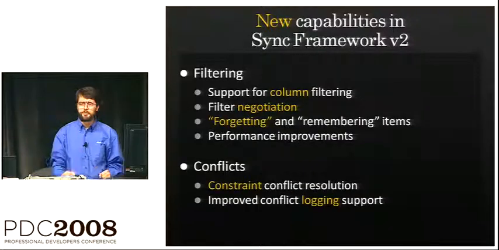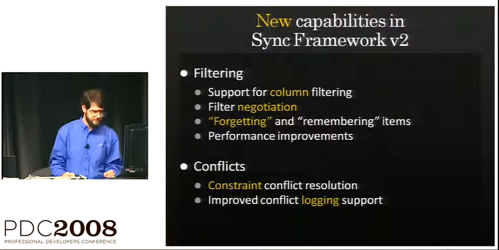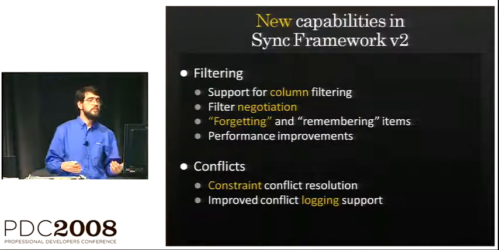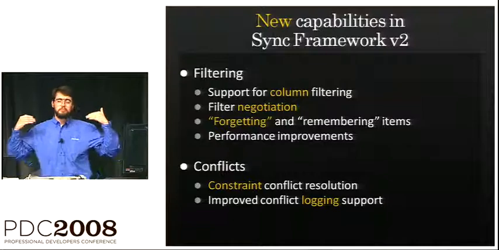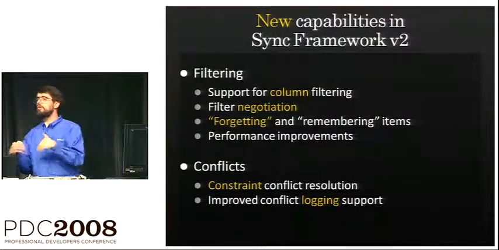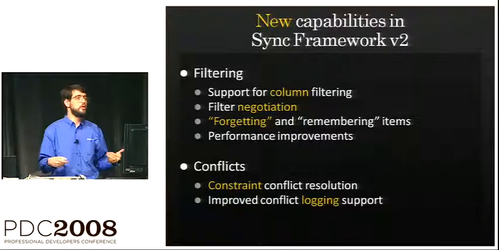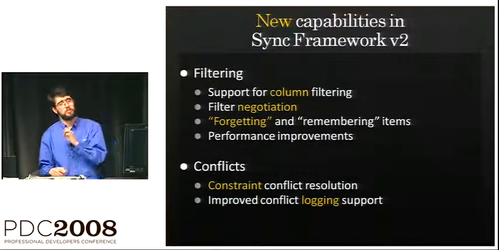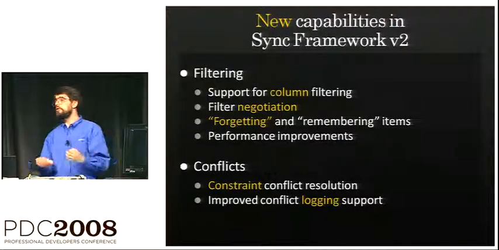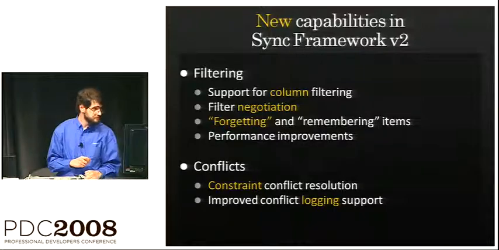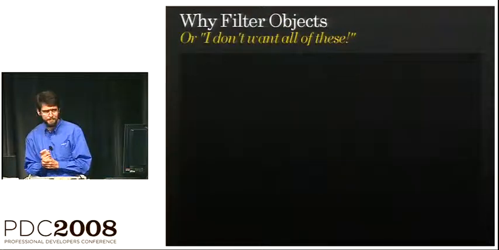The second group of features have to do with conflict handling. First is constrained conflict handling, dealing with constrained conflicts where two items with the same name are created or some other invalid action is taken by one of the replicas. And the second part is conflict logging support, which again, while supported in v1, is made more sophisticated and more advanced in v2. So let me start by talking about filtering.